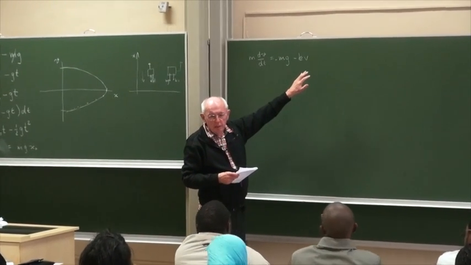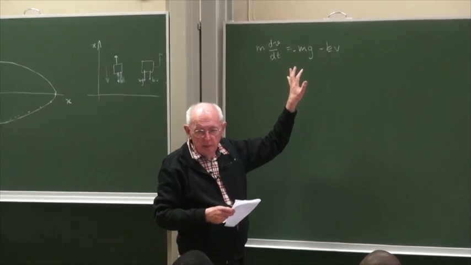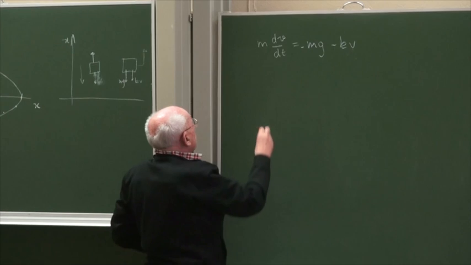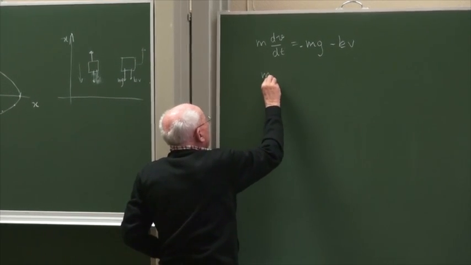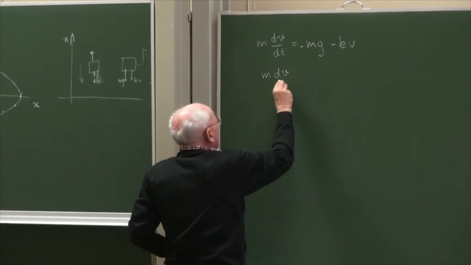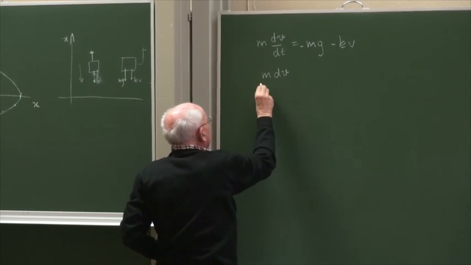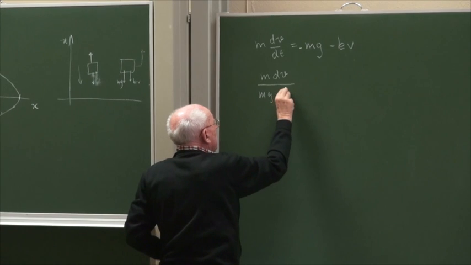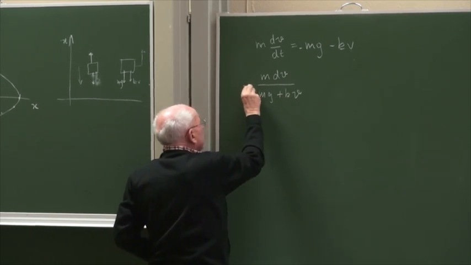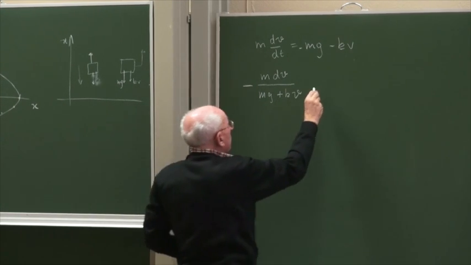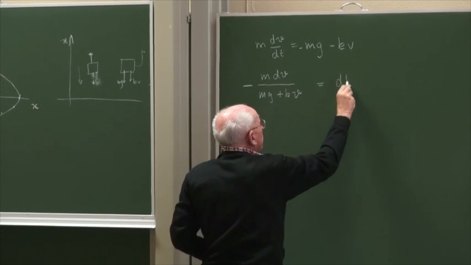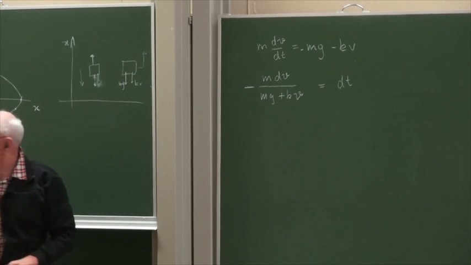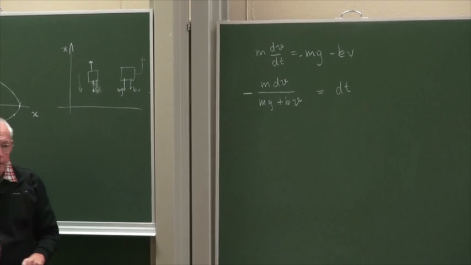We have a differential equation again, which is just slightly more complicated. But we can solve it, because we can say now m dV, and then I take these things over to this side, divide by mg plus kv, and I take the minus sign out there, and that is equal to dt. Okay, and now the next step is I need to integrate that.